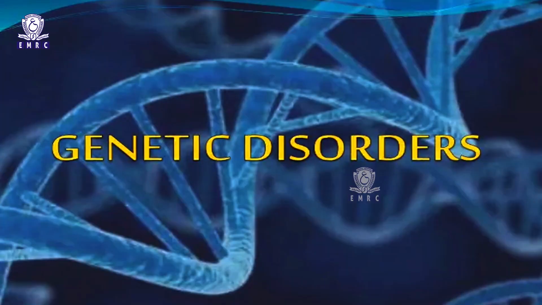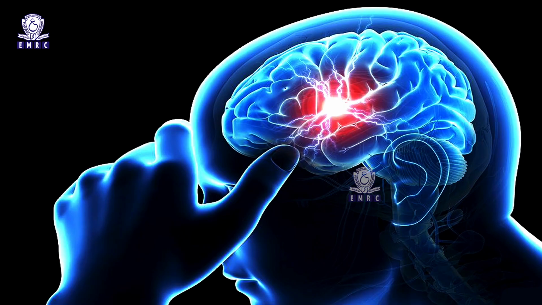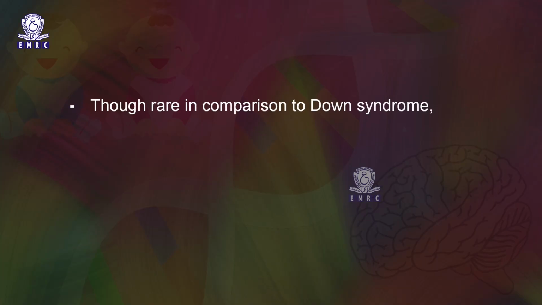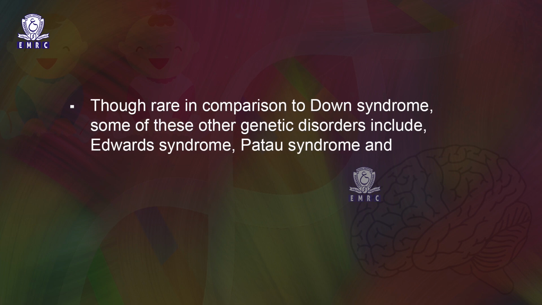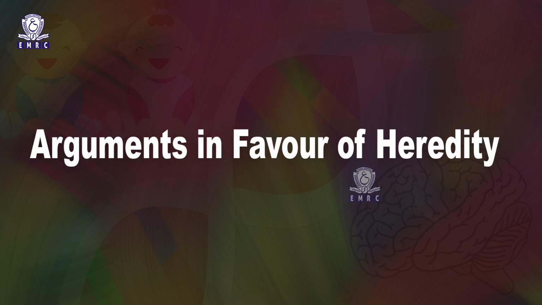In addition to Down syndrome, there are many other genetic disorders with their own set of nuanced symptoms, neurological effects, physical characteristics, and potential learning hurdles, though rare in comparison to Down syndrome. Some of these other genetic disorders include Edwards syndrome, Patau syndrome, and Wolf-Hirschhorn syndrome, among others.